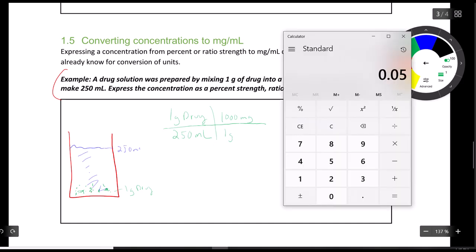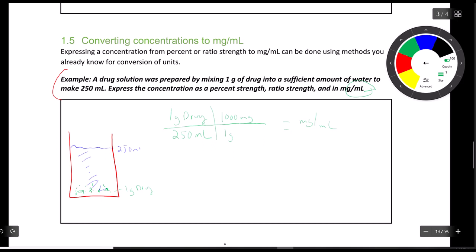Or I can just straight out convert the 1 gram to 1,000. So you got 1,000, divide that by 250. I get 4. So this is equal to 4 milligrams per mL. That's the concentration of this solution hanging out right here, 4 milligrams per mL. Now, what about the percent strength?